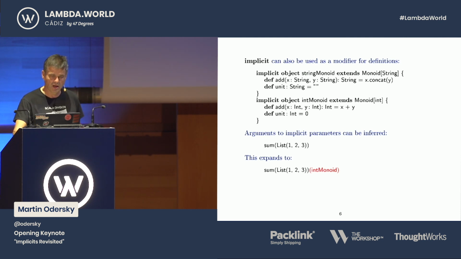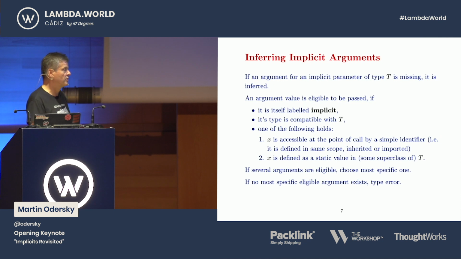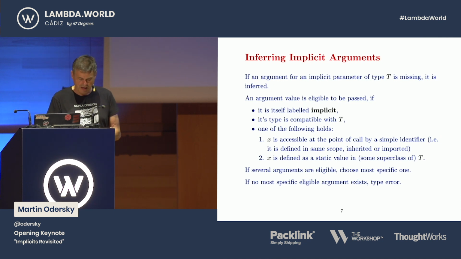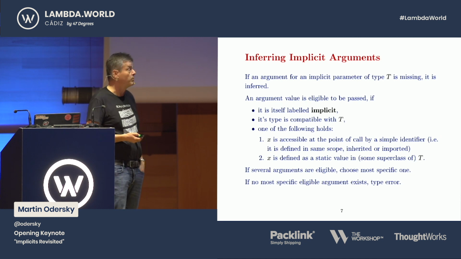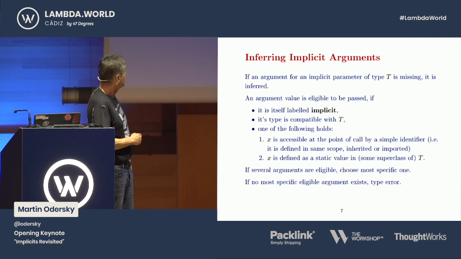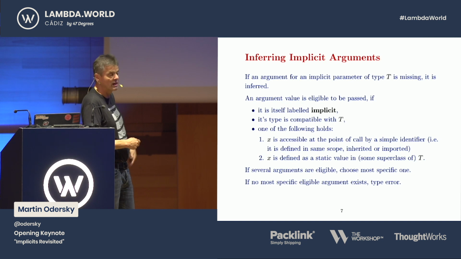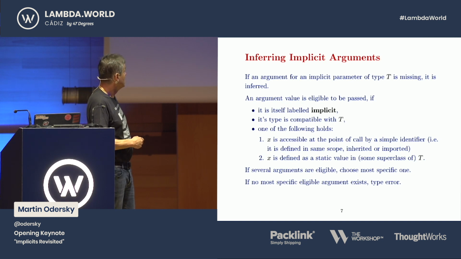So, okay. And now comes the fine print. Now come the rules. I want to just go through them because it turns out that these rules caused us quite a bit of trouble afterwards. So the rules are actually very simple. It says if an argument for an implicit parameter of type T is missing, so not given explicitly, it's inferred. An argument is eligible to be passed if it is itself labeled implicit, okay. Its type is compatible with T, okay. And one of the following holds.